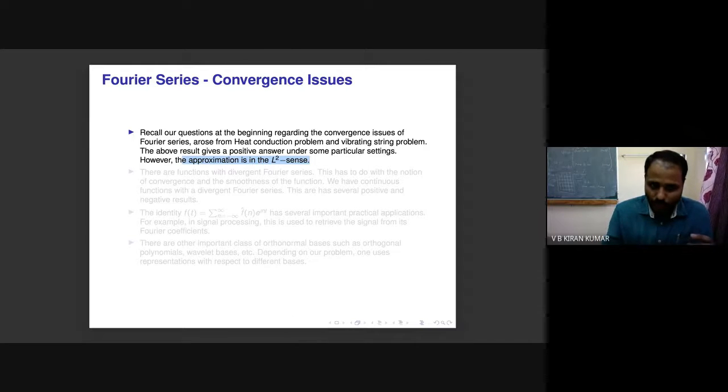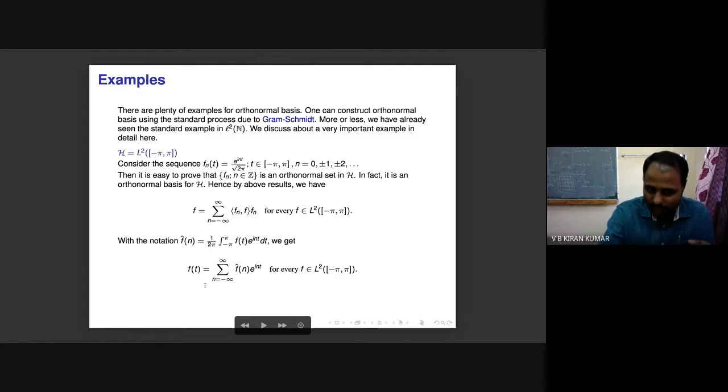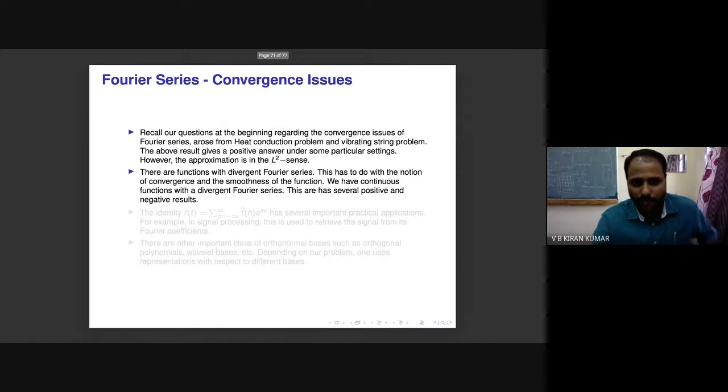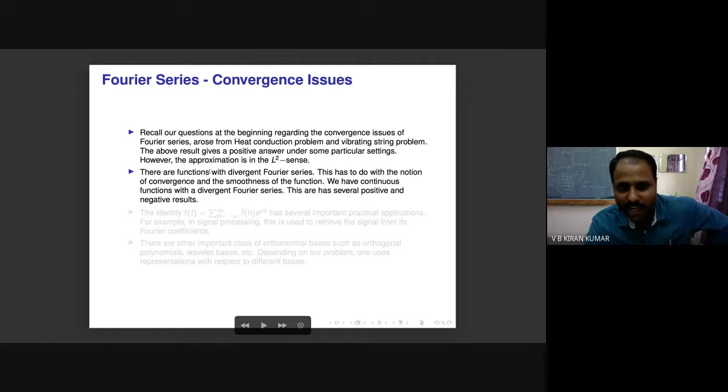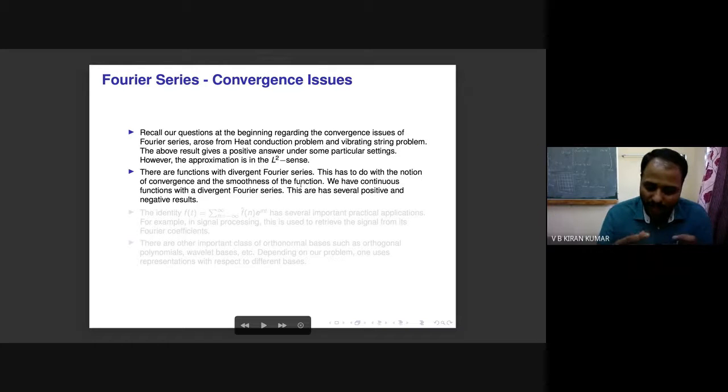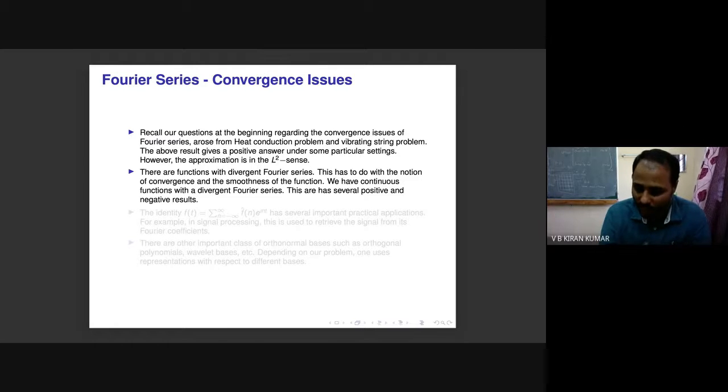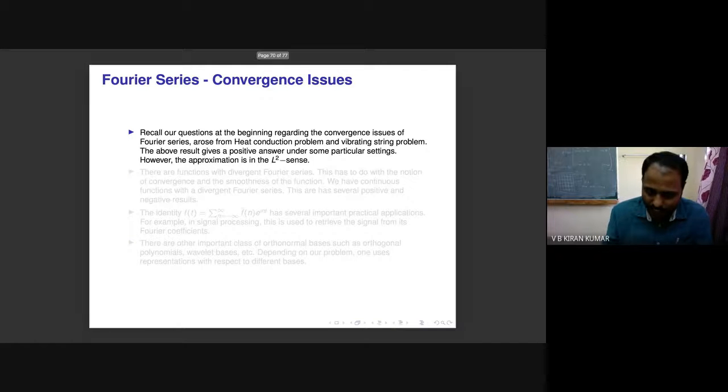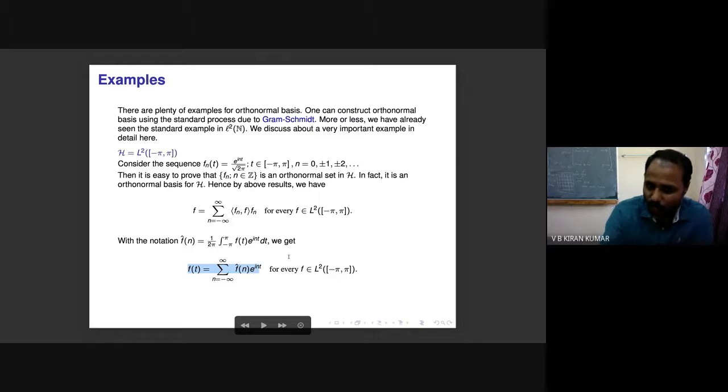This is a positive answer, and this is what I mentioned at the beginning. We have to compromise on the convergence notion at some point. If you compromise on the convergence notion, it will work for a larger class of functions. These are the ways in which we proceed. There are divergent Fourier series; even for continuous functions, the Fourier series need not converge in the usual sense. But this result tells you that you have convergence with respect to the L2 sense only. So if you compromise on the convergence notion, you get the convergence.